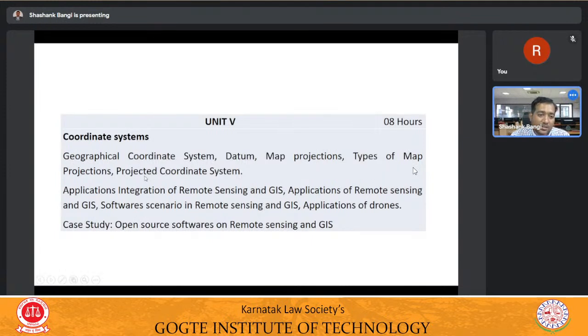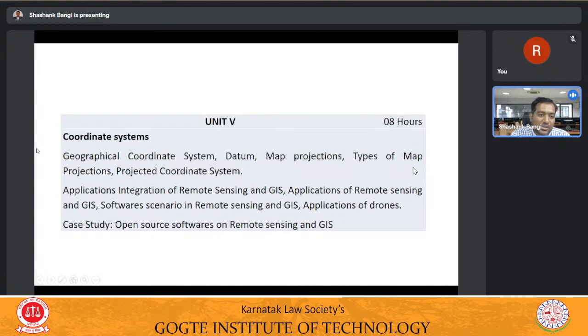Along with that, the coordinate system plays a very important role, because as you all know, the earth is not a flat surface. It has a curved surface, and there is no defined shape for the earth. It is not perfectly spherical. So that's why we need to convert that spherical shape into a flat surface to represent it as a flat map. That's why the coordinate system is required.